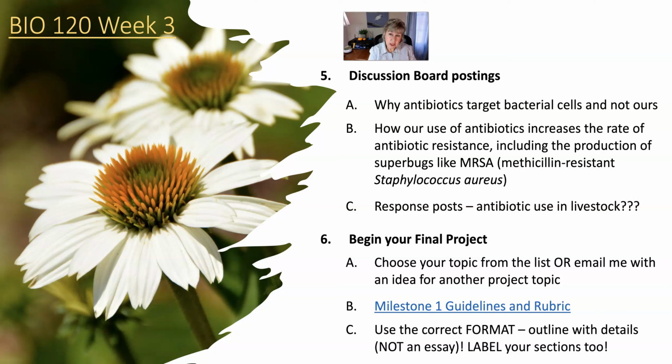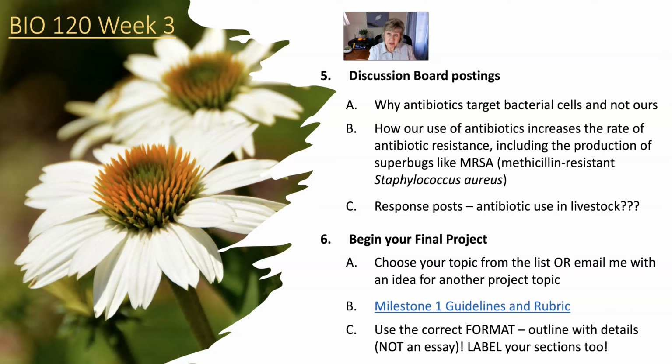All right, follow milestone 1 guidelines and rubric. This is the introduction section for your final project. And use the correct format. This is supposed to be an outline, which is a Word document, but you have to have some detail. I mean, it can't be just single words. It needs to be some detail about each one of the points in the outline. And label your sections. This is not an essay. No part of this final project is an essay, like your journal assignments, for example.